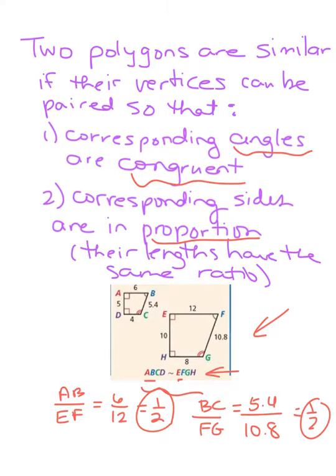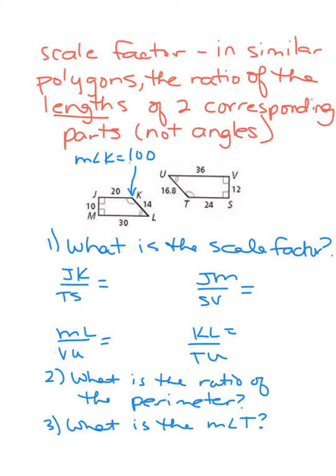And this ratio will be the same for all pairs of corresponding sides, and therefore their corresponding sides are in proportion. Now, when I'm looking at the scale factor of a polygon, remember we're looking at the ratio of the lengths of two corresponding parts, not the angles. So I need to identify which pairs of sides from each of the polygons correspond. So I'm going to start just by listing the first one. I have JKLM is similar.